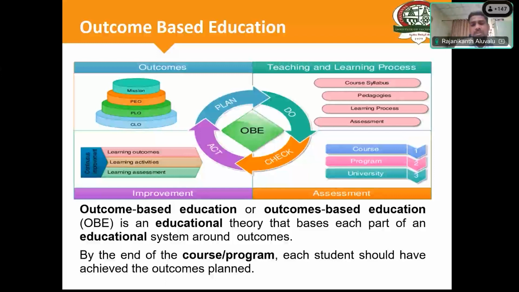So what outcome-based education says, in a nutshell, is that it is a 360-degree loop, and it always talks about continuous improvement.